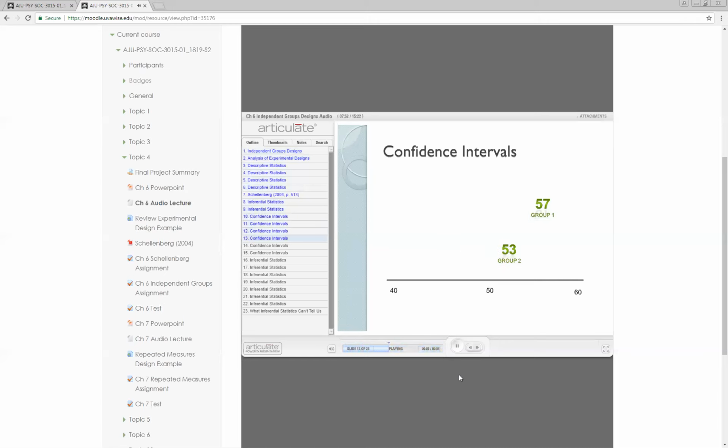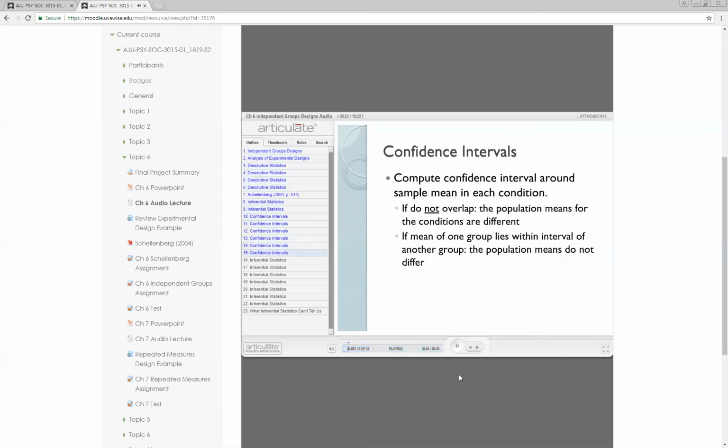Here's another example. What if it looked like this? Here we can see that group 1's mean is 57 and group 2's mean is 53. We've got confidence interval ranges of 54 to 60 and 49 to 57. And what you can see here is that there's a huge amount of overlap. There's 3 points worth of overlap. What this tells us is that those groups probably aren't very different, because it's very likely that the population means overlap.